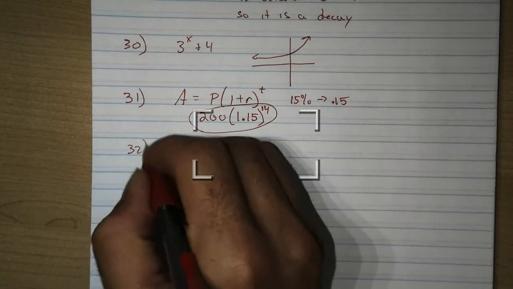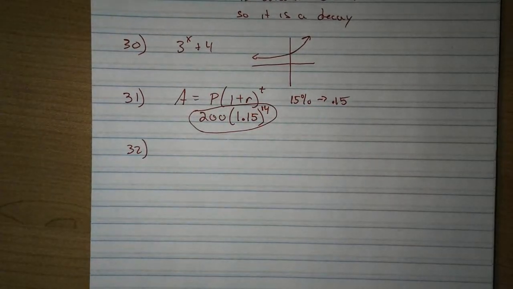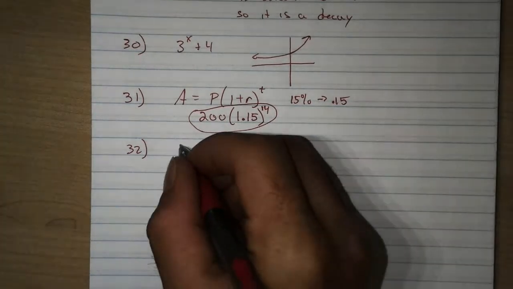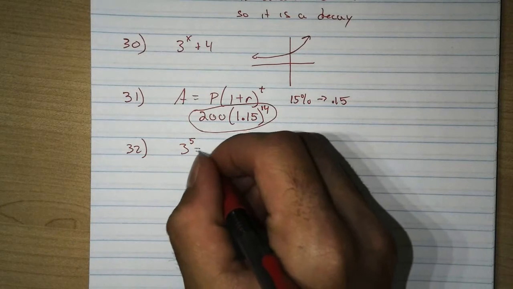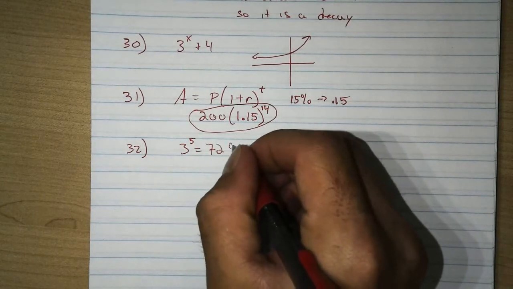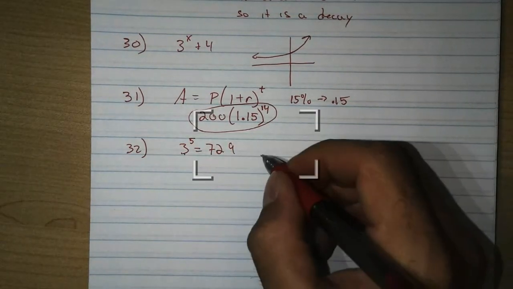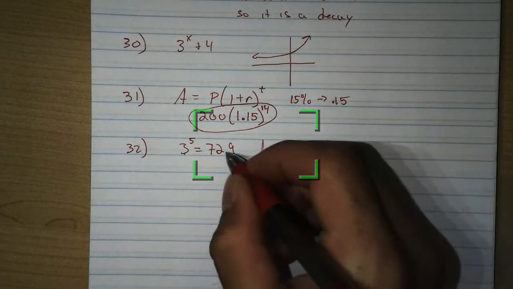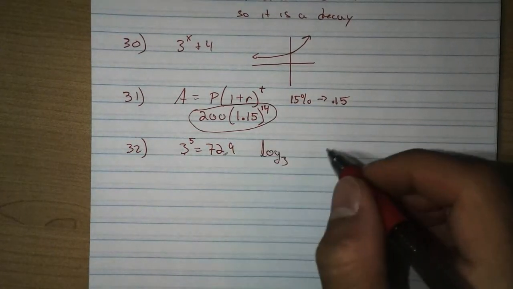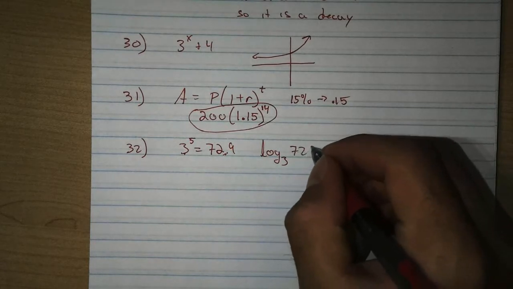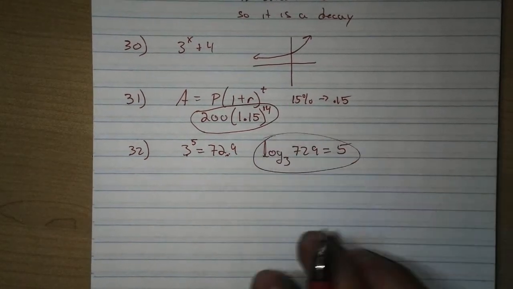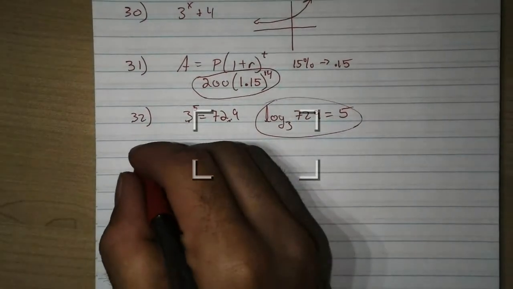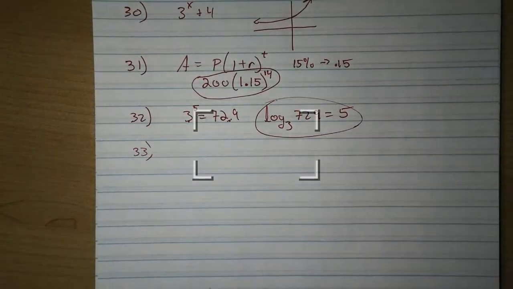32. What's a logarithmic form of 3 to the 5th equals 729? So 3 is the base, so log base 3 of 729 is equal to 5. Solution.